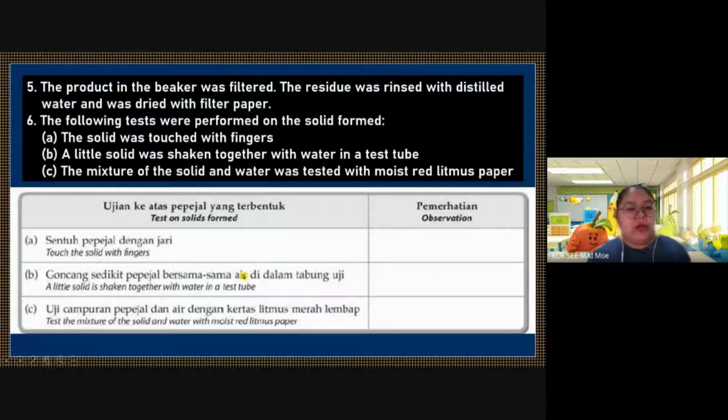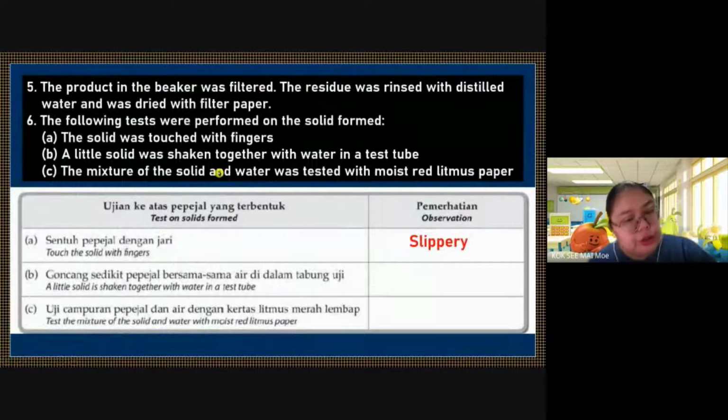Okay, first one, when you touch the solid by using your hand, you find it becomes smooth, just like when you go to wash your clothes. After that, you touch the detergent, you find it becomes smooth. The situation is like this. So from here, we say slippery. Then continue to number 2.